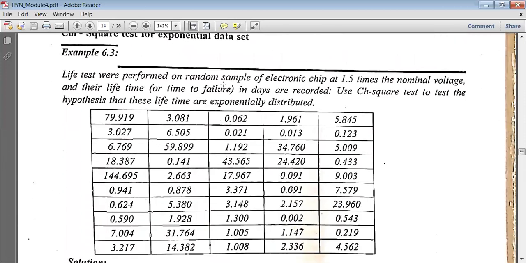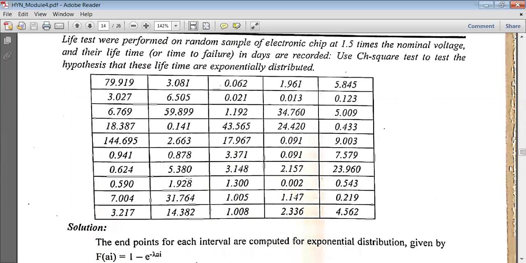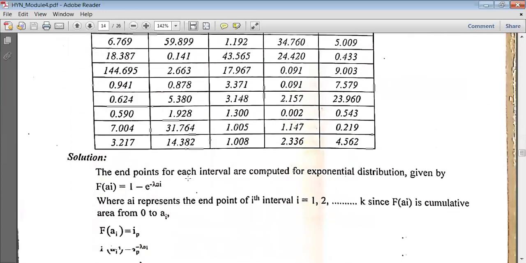The life tests were performed on a random sample of electronic chips at 1.5 times the nominal voltage, and their lifetimes in days are recorded. Use a chi-square test to test the hypothesis that these lifetimes are exponentially distributed. In the question itself, they would have mentioned that we have to make use of the chi-square goodness of fit test for exponentially distributed values. If you count the data here, 5 per row and 10 rows, you have 50 values.